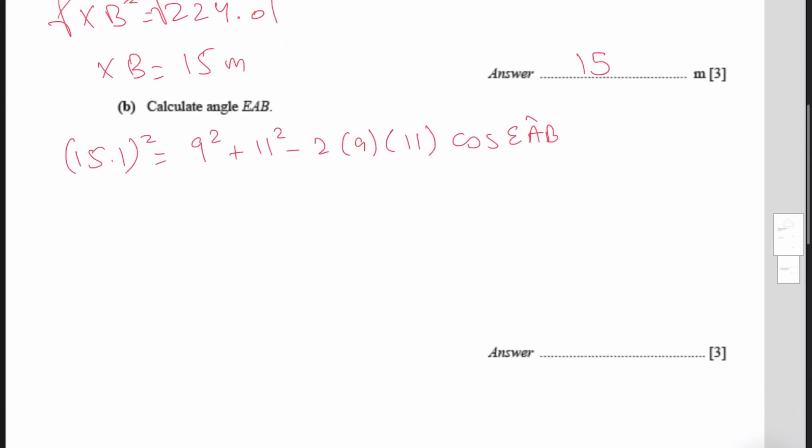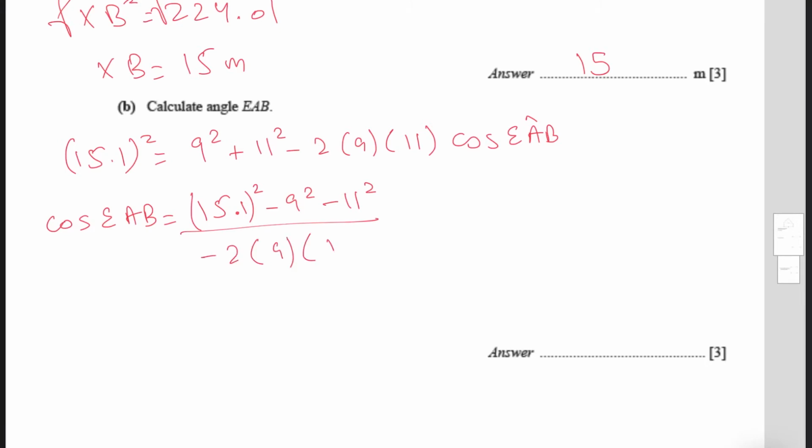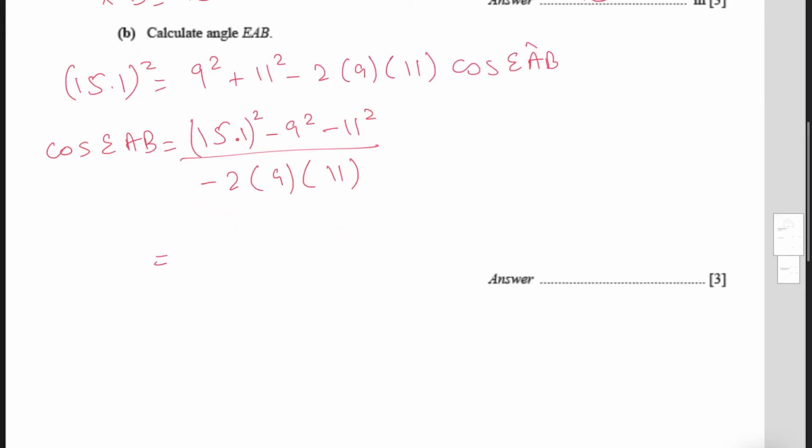Now I can even write cos EAB on one side and I write the rest of the stuff on the other side. So I take 15.1 squared on the left, and I get minus 9 square and minus 11 square at the top, and at the bottom I get negative 2 times 9 times 11. Okay, so when I plug this into the calculator, let's find what we get. I do 15.1 squared minus 9 squared minus 11 squared, divided by negative 2 times 9 times 11.